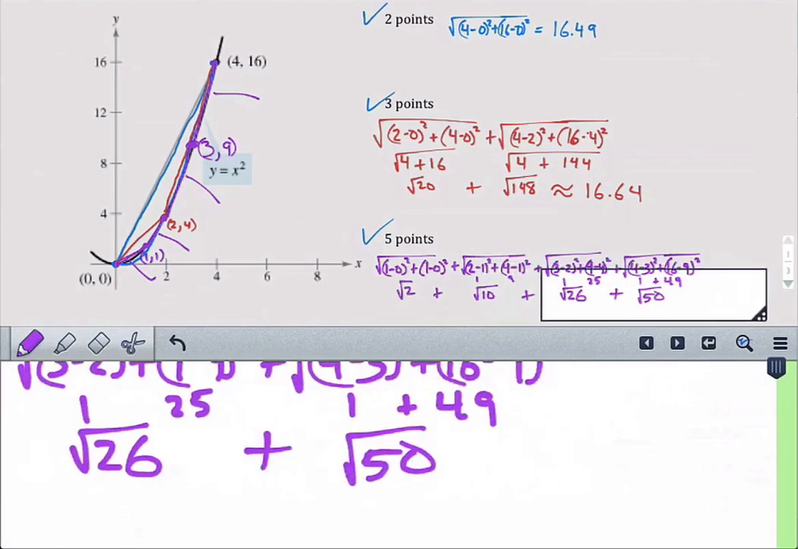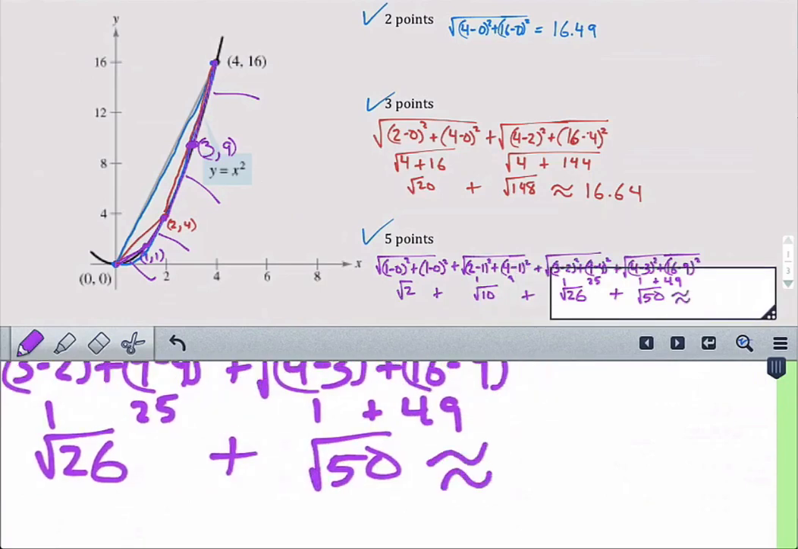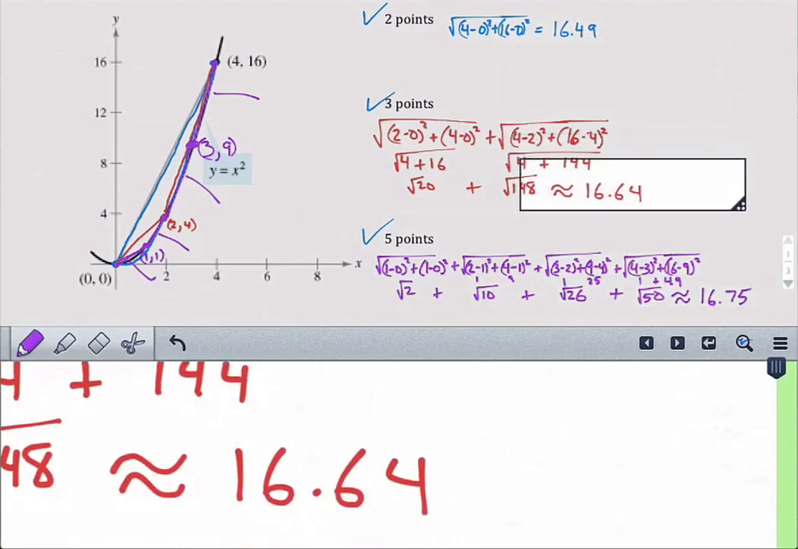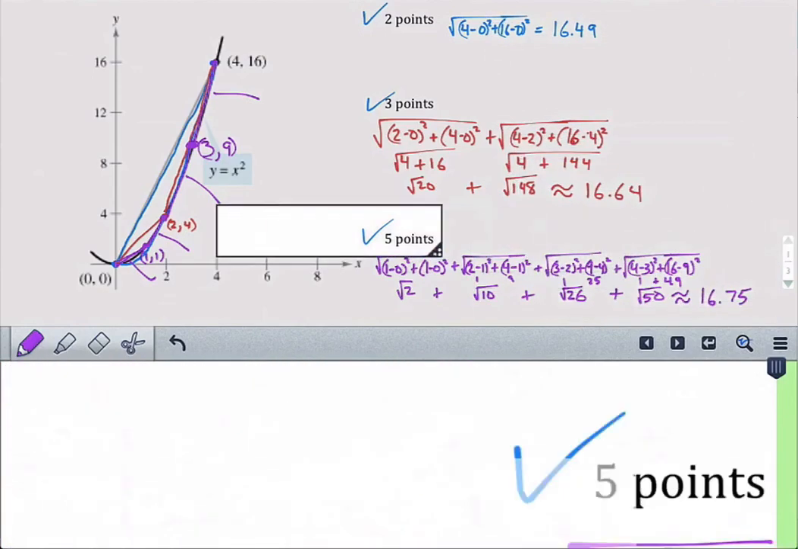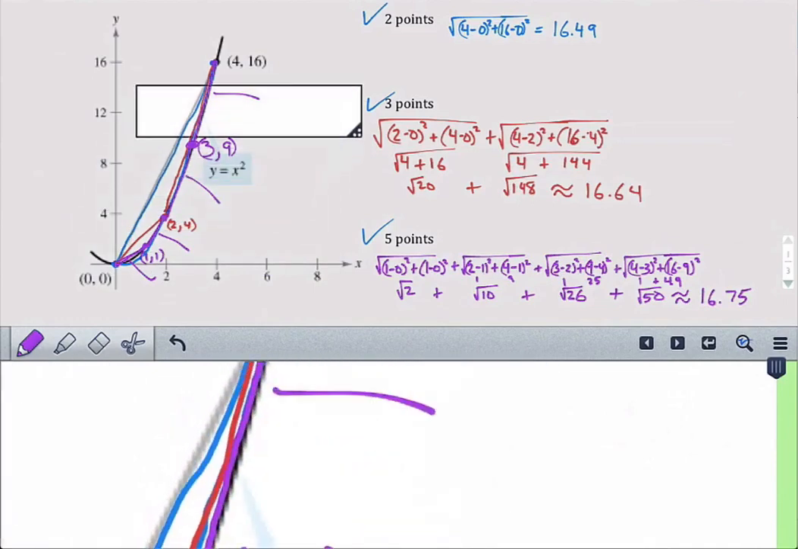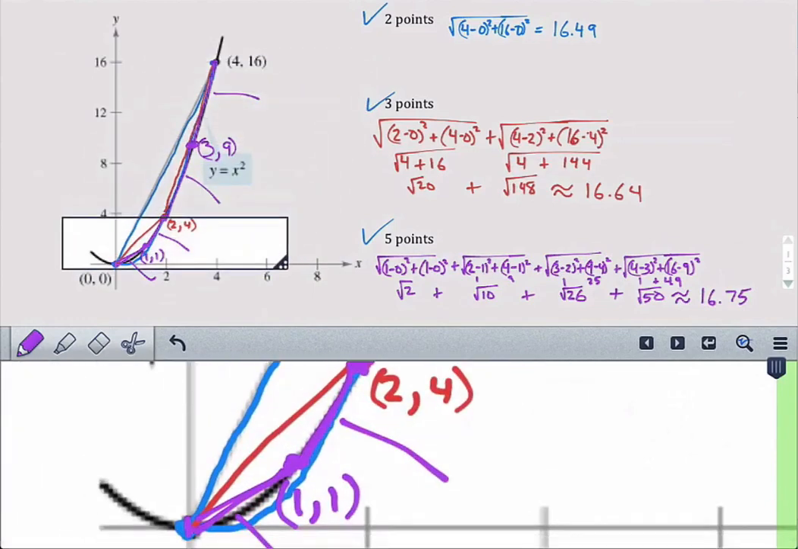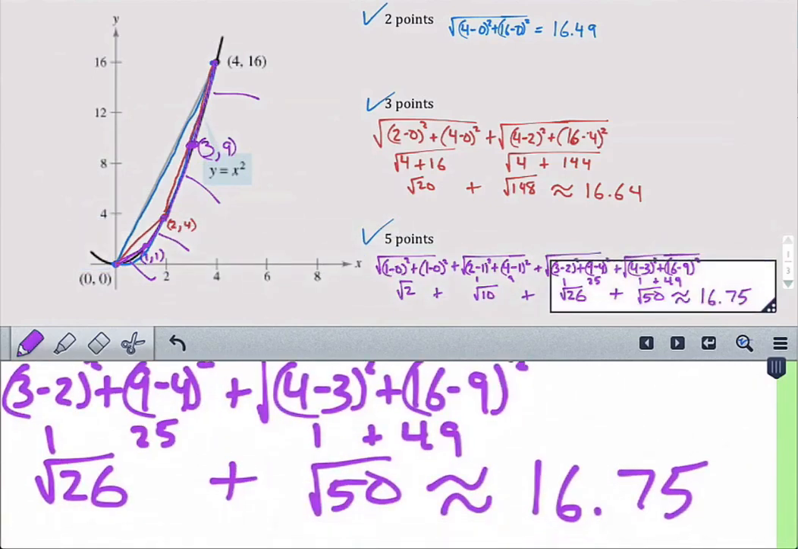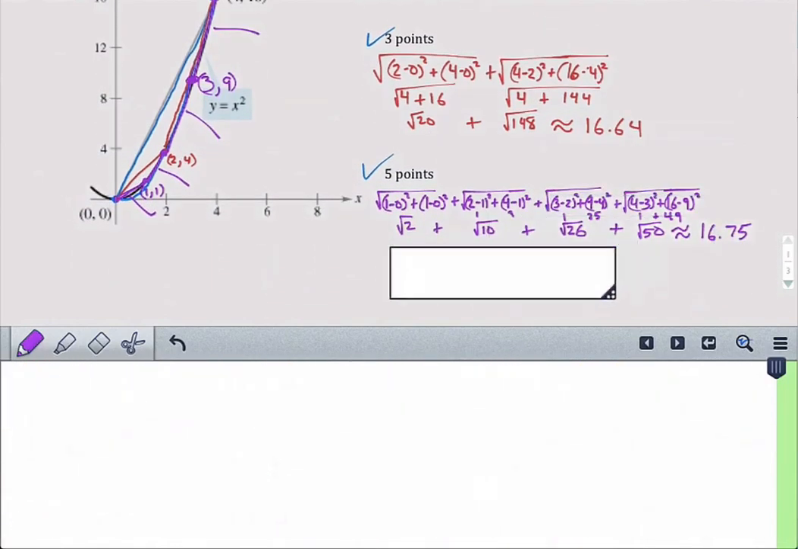All right, and if we go ahead and add all of these up into our calculator, we'll get an approximation of about 16.75. And it makes sense if we look at these that they're getting a little bit longer each time, because the shortest distance between 2 points here is that straight line. And so as we get closer to the curve, this approximation is going to get a little bit larger.